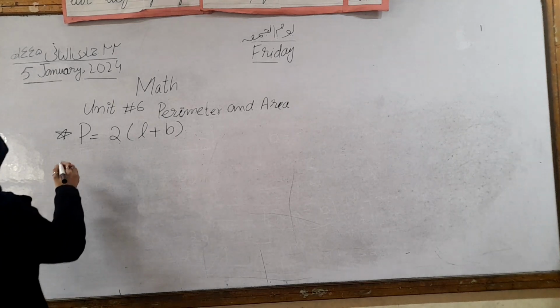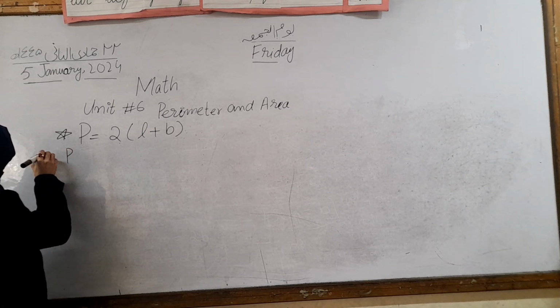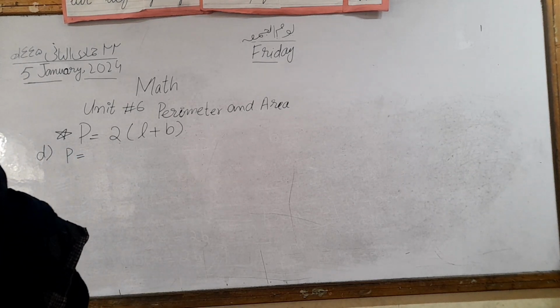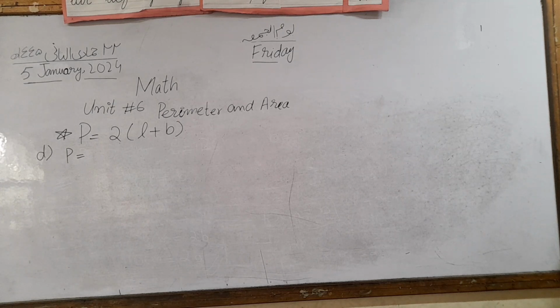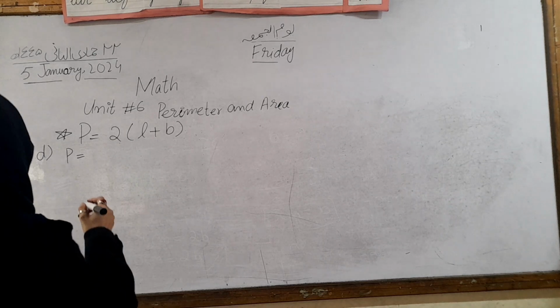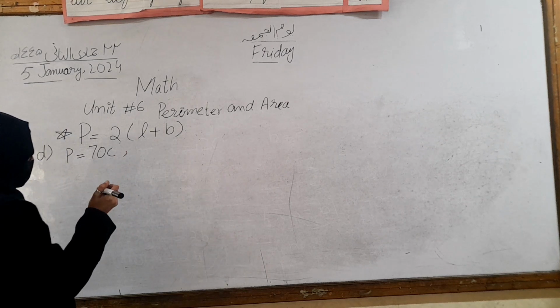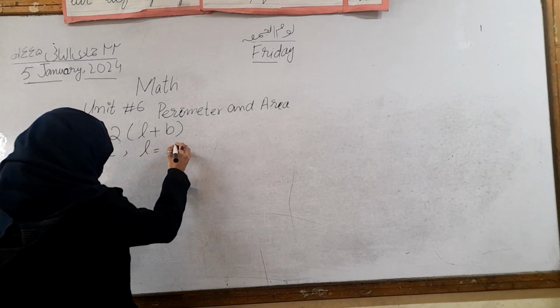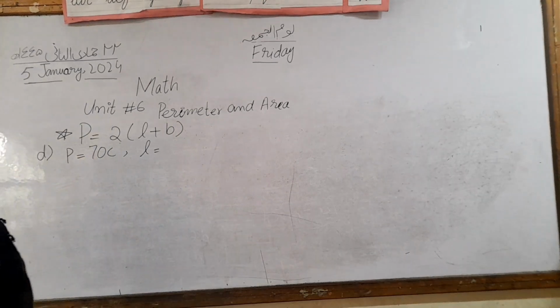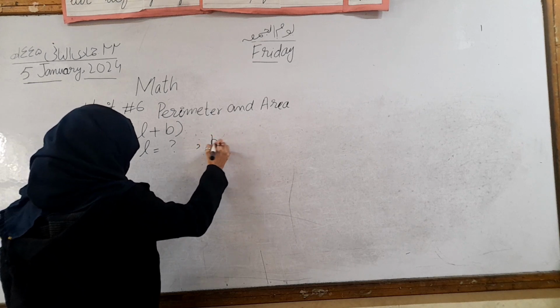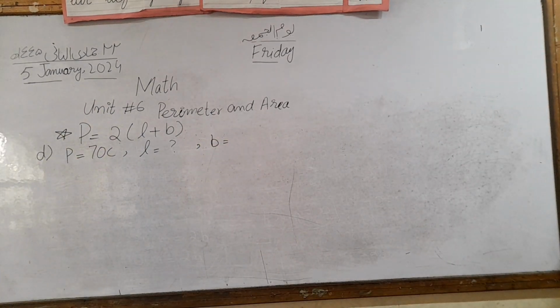In D part, perimeter is equal to 70 centimeter. Class, writing should be neat and work should be clean. Please write one digit in one block. On the same line as the previous question, where you had to find length, now you have to find length, and breadth is equal to 15 centimeter.